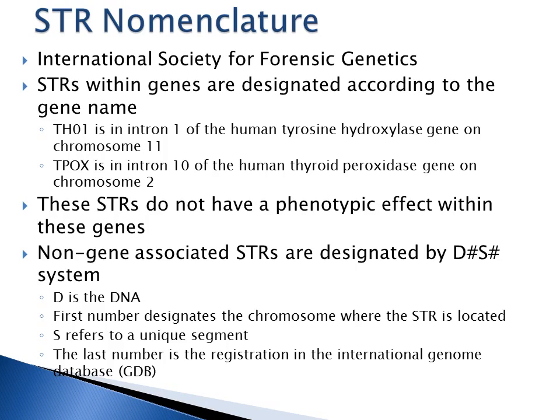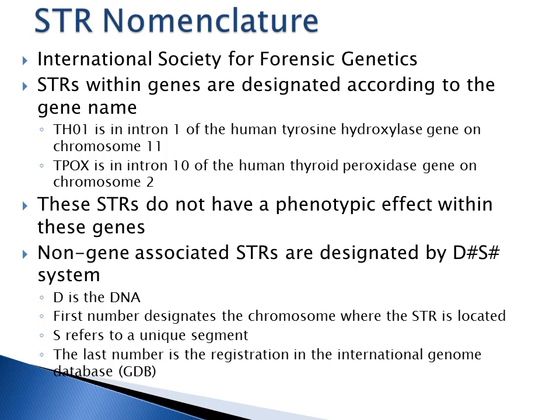So the nomenclature for your short tandem repeats is generated by the International Society for Forensic Genetics. So your short tandem repeats within genes are designated according to the gene name. So THO1 is in intron 1 of the human tyrosine hydroxylase gene on chromosome 11. TPOX is in intron 10 of the human thyroid peroxidase gene on chromosome 2. So these particular short tandem repeats don't have a phenotypic effect within these genes.